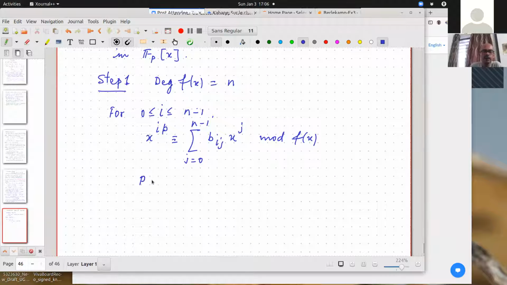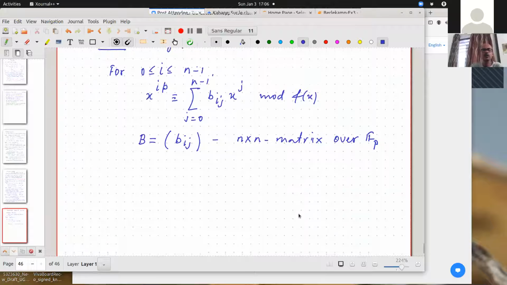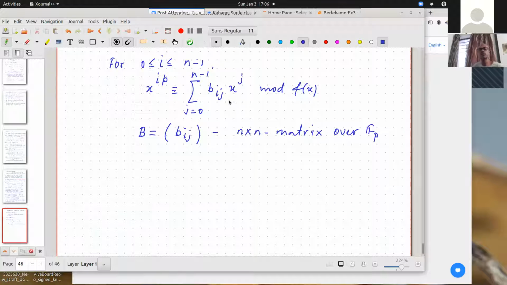And then we construct this matrix with these entries b_ij. This is an n cross n matrix over F, so entries are from the finite field. They are just coefficients of this reduced polynomial.